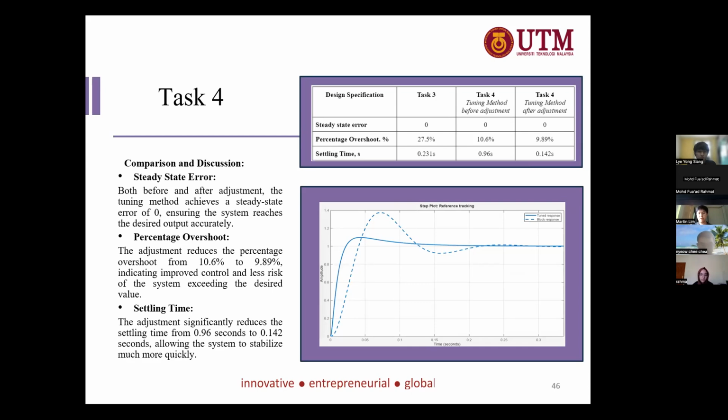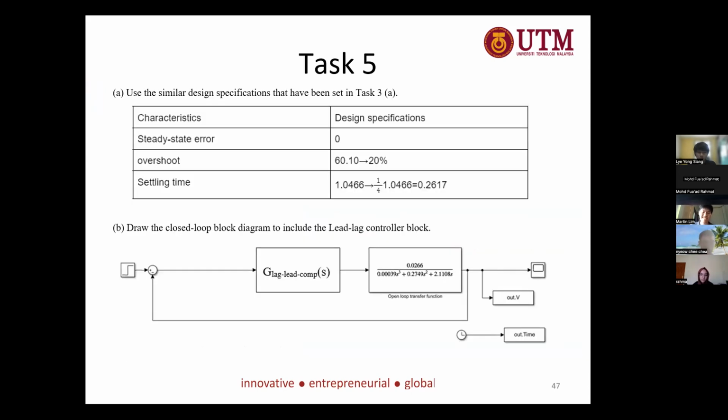Yeah, so that's task 4. Okay, next we come to task 5, designing the relay compensator. We use a similar design specification as in task 3. Below is the closed loop plot diagram of our relay controller.